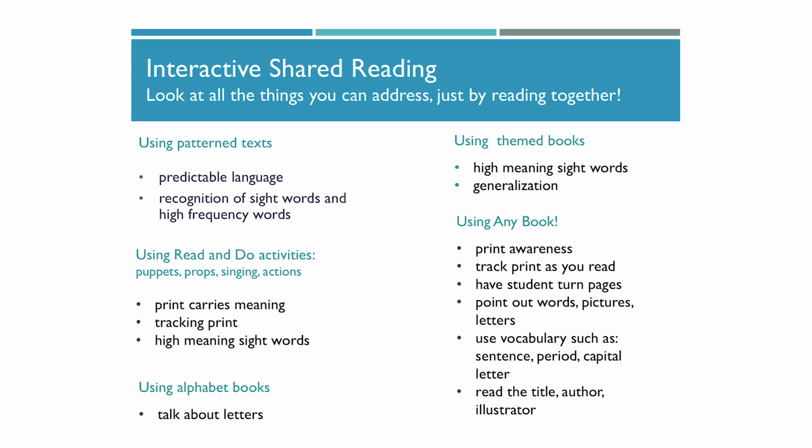So as I mentioned before, read and do activities including songs and stories with props or actions can help them understand the meaning. These types of reading materials are great for slowing down and explicitly teaching how to track print, since many times the sentences will stand on their own and you'll have to be stopping to allow the student to carry out the action. And it's also a great time to include their high meaning sight words in a context or a different context.